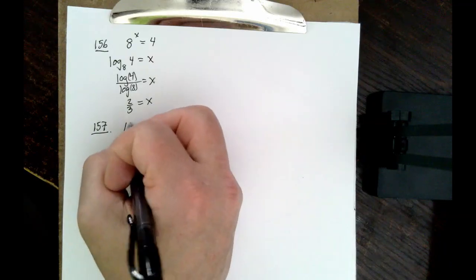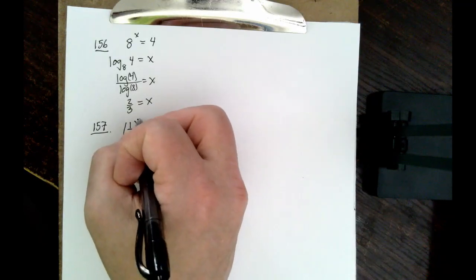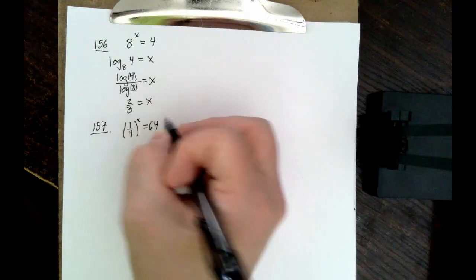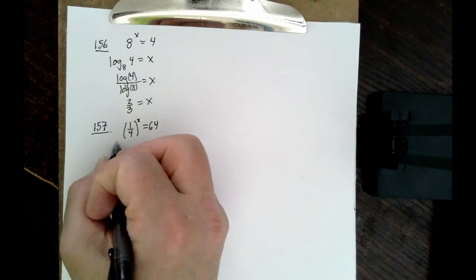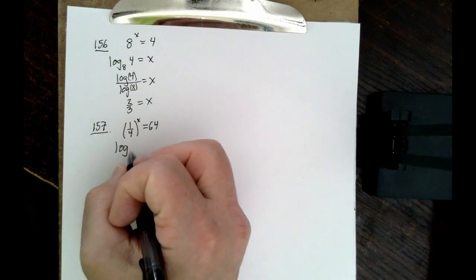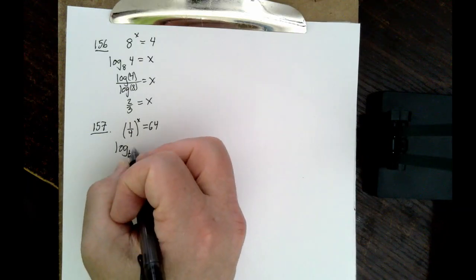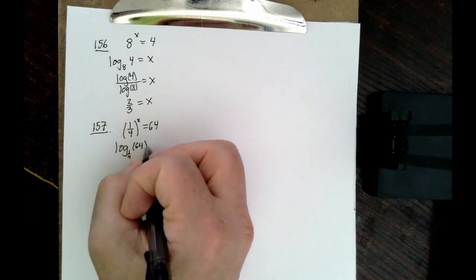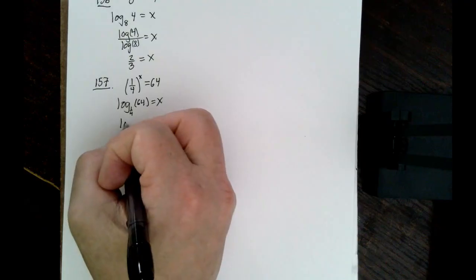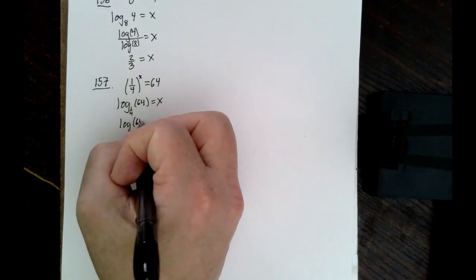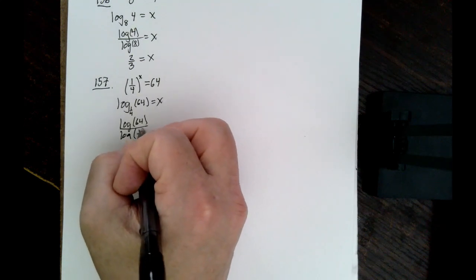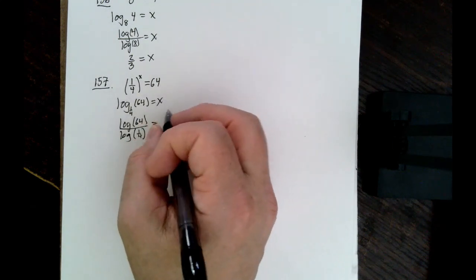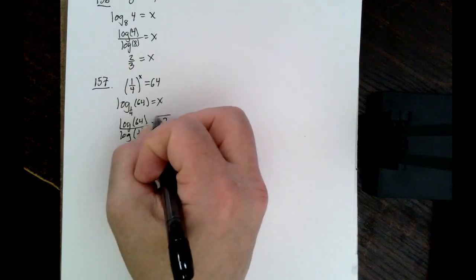157. 1/4 raised to the x equals 64. So you can just go right to the log. You can say log base 1/4 of 64 equals x. Then use your change of base. Log 64 over log 1/4. And that is -3.